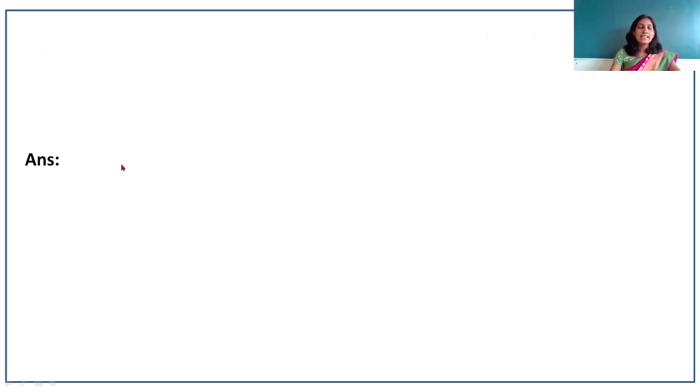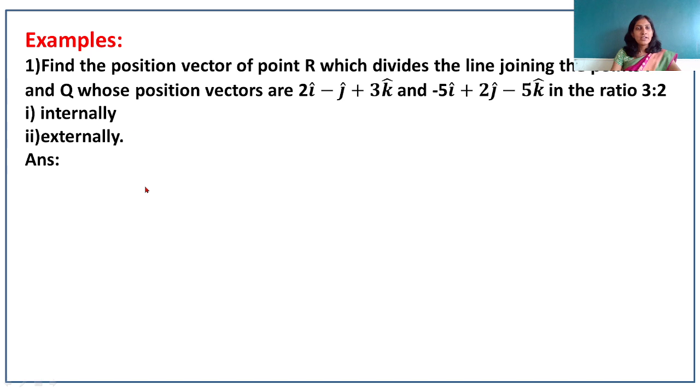The next example, first example: find the position vector of a point R which divides the line joining the points P and Q, whose position vectors are 2i cap minus j cap plus 3k cap and minus 5i cap plus 2j cap minus 5k cap, in the ratio 3:2 internally and externally. We have to find the position vector of R, given the position vectors of P and Q and the ratio 3:2. We have to find it both internally and externally.